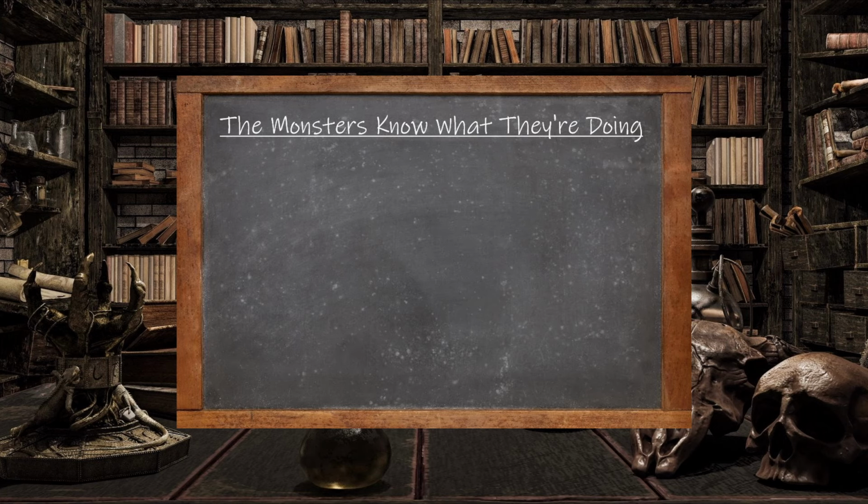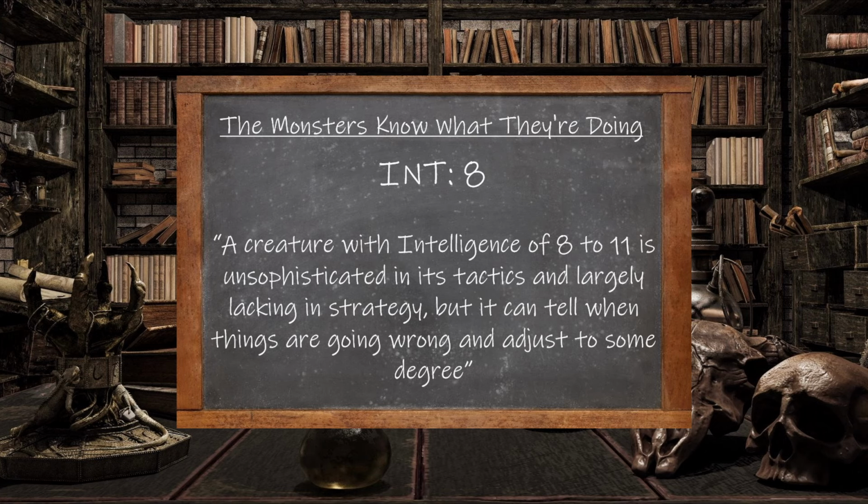Continuing with their mindset, let's dive into some of their mental ability scores. Bugbears have an intelligence score of 8. With regards to intelligence scores of 8 to 11, Amon states, "A creature with intelligence of 8 to 11 is unsophisticated in its tactics and largely lacking in strategy, but it can tell when things are going wrong and adjust to some degree." Being described as having human-like intelligence and a penchant for stealthy ambushes, this score seems rather low for the bugbear. This likely reflects the fact that once an ambush is sprung, the bugbear has no other tactics it uses beyond that, choosing to rush in and begin crushing any and every foe that it sees.